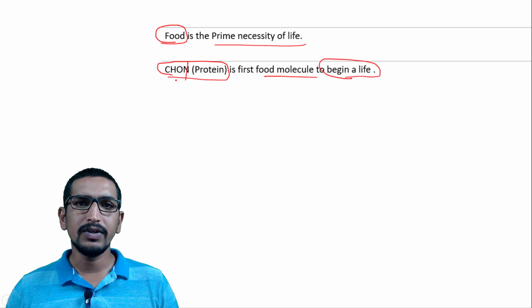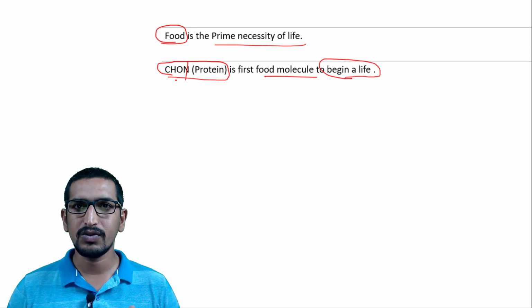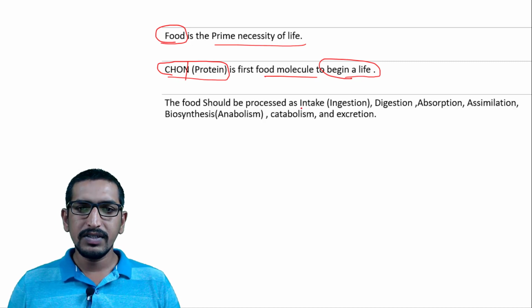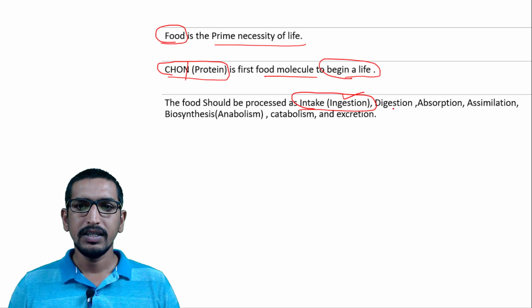Food enters into the body and is excreted. Within this process, several steps are involved. How is the food processed in the body? Let me check. First, intake of the food, medically called ingestion. Then the breaking of food is called digestion, followed by absorption, assimilation, biosynthesis, catabolism and excretion.